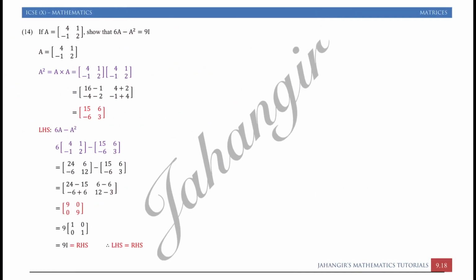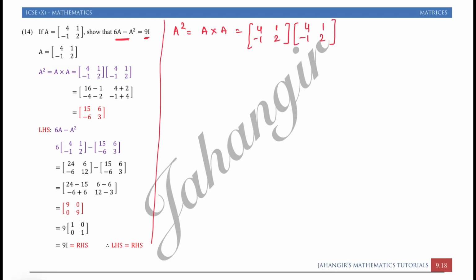Next question is also of the same pattern. Here we have to show that 6A minus A square is equal to 9I, that is I. So here A is given, first I will find A square, that is equal to A multiplied by A. 4 minus 1, 1 2, into 4 minus 1, 1 2. So first row, first column, second row, first column. These two rows I have to multiply with the first column.